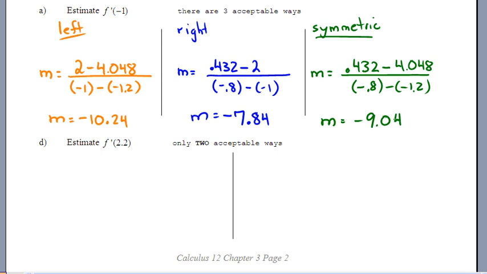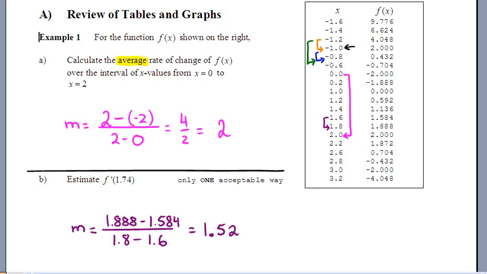Just want to point out that when you're asked to find the estimate of an x value that is actually occurring in the table, and if the spacing before and after it is the same, those are all 0.2 away, you could either do left or right, or you could do symmetric. And that's a little bit different than this last one, trying to estimate the slope at 2.2. That's also in the table, but I'm going to suggest to you that there are only two good ways that you should do this, two ways that are acceptable.